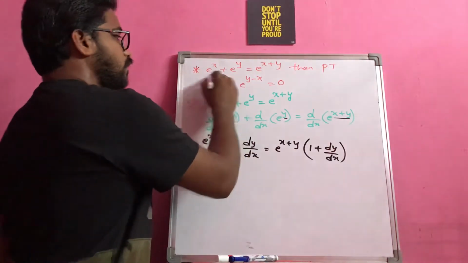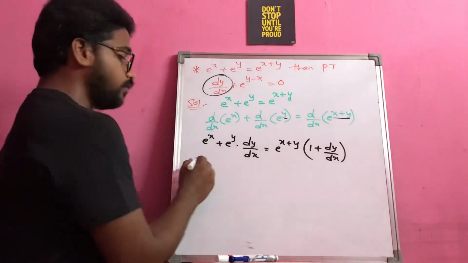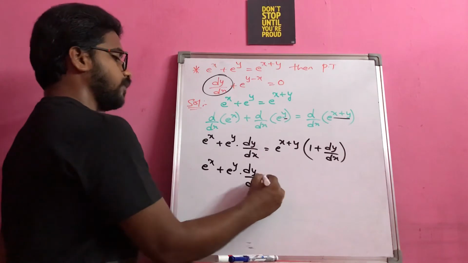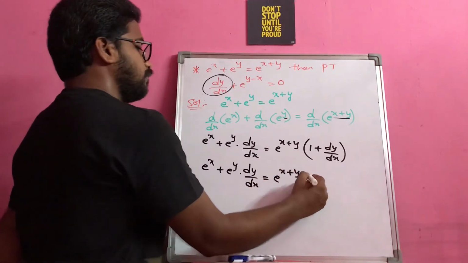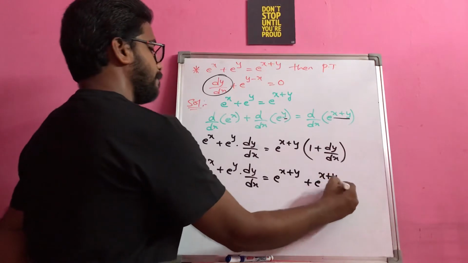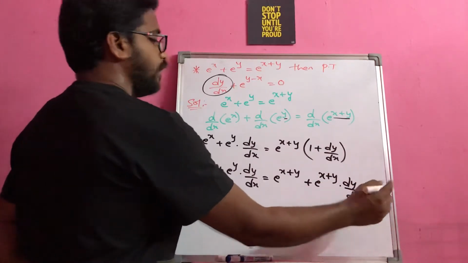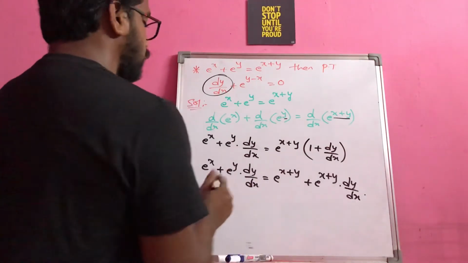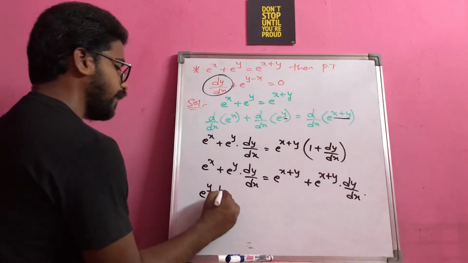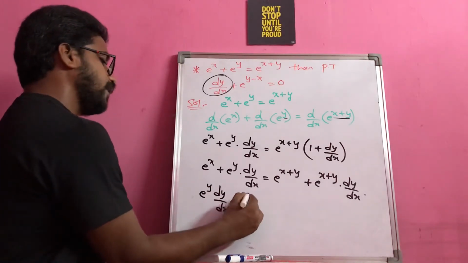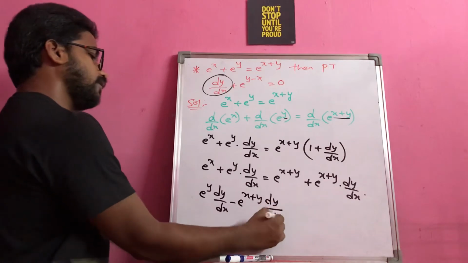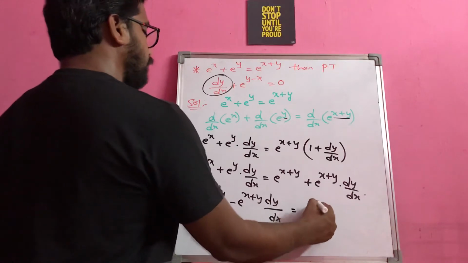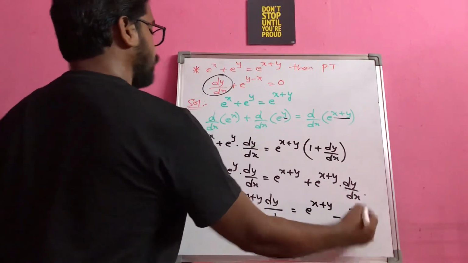But our requirement in the question is dy by dx. So what I will do, I will just bring all the dy by dx terms to the another side by expanding the right side term. So what is my requirement here? Dy by dx. So I will bring this term to other side. I will be getting e power y dy by dx minus e power x plus y dy by dx is equal to, this term I am sending to other side, e power x plus y minus e power x.